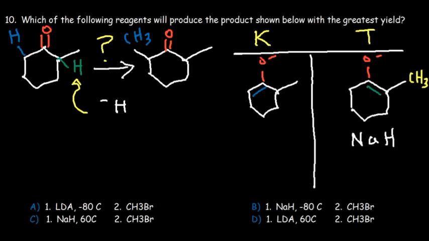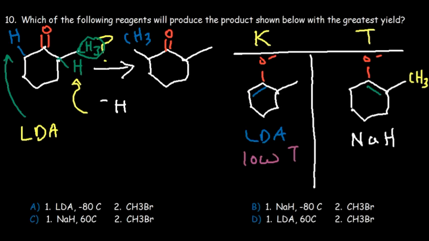Now, LDA is a bulky base, and because it's so huge, it's not going to go for the green hydrogen, even though it leads to the more stable enolate ion. Rather, the bulky base is going to go for the hydrogen that's more accessible, which is the blue hydrogen. This methyl group blocks the LDA from grabbing the green hydrogen, so it's going to go for the more accessible blue hydrogen. Now, the second thing is the temperature. A low temperature favors the kinetic product, and high temperature favors the thermodynamic product.